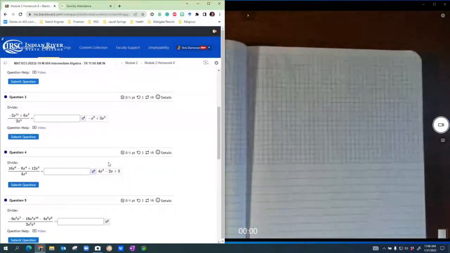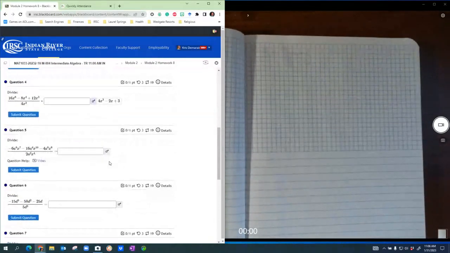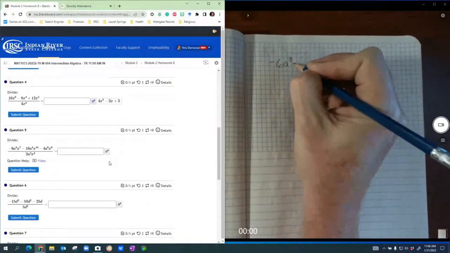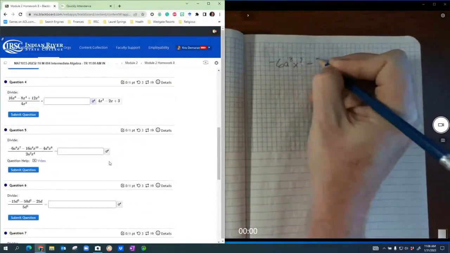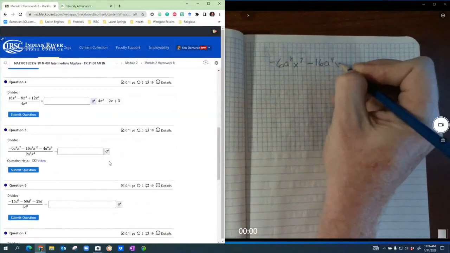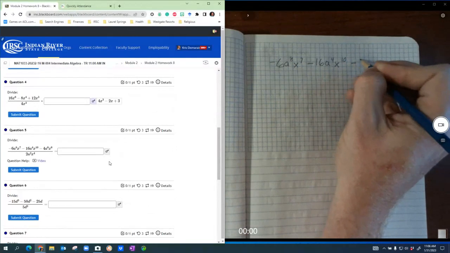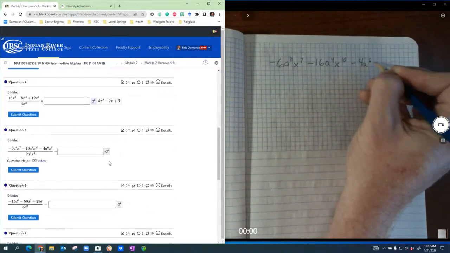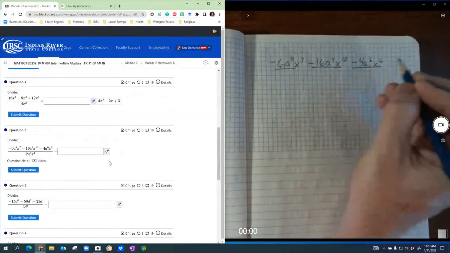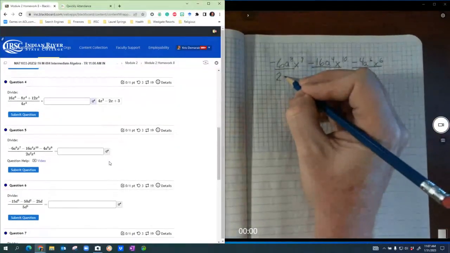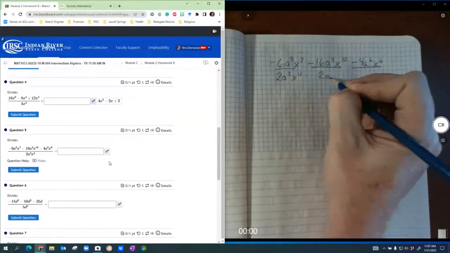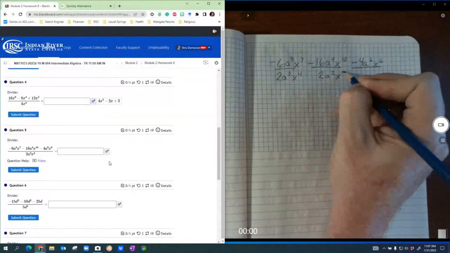Moving on to this next one: negative 6a to the 8th x to the 7th, negative 16a to the 4th x to the 10th, and then negative 4a to the 6th x to the 6th. I divide each of these pieces by what could have been. So dividing this, we get the following.